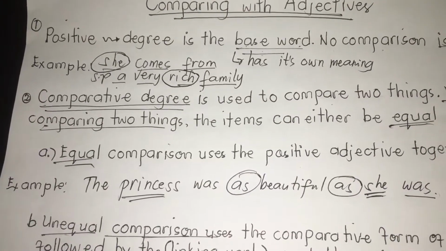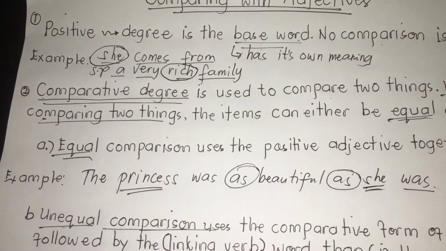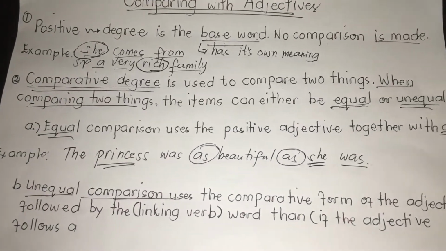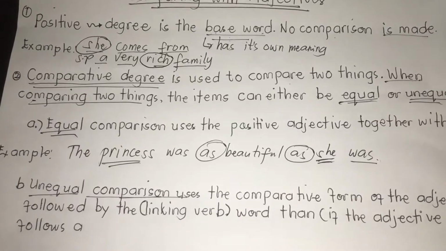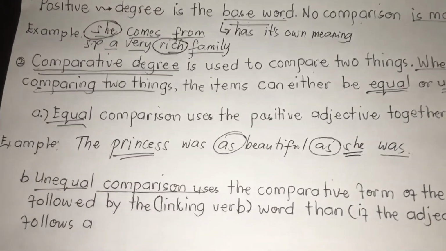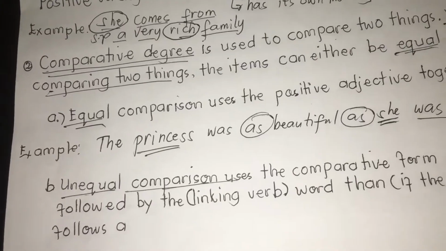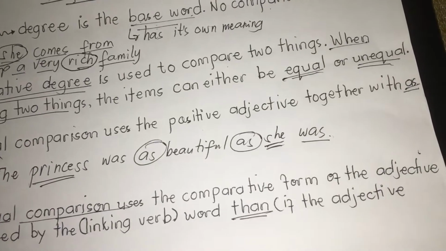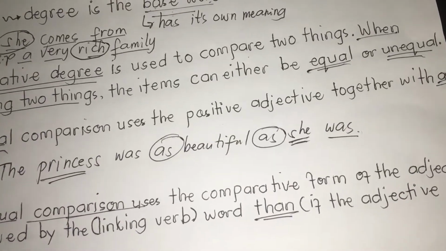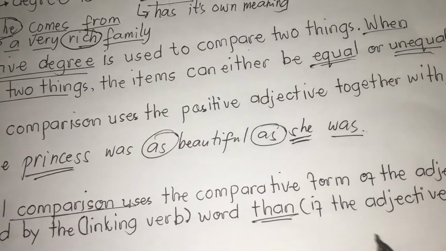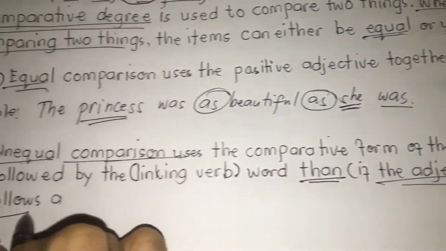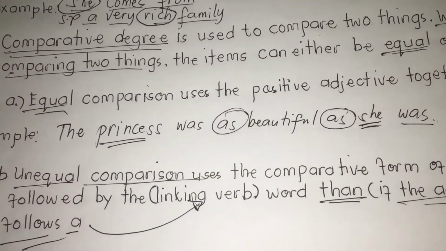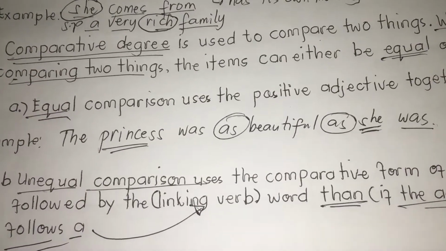Next, guys, is unequal comparison. That means not the same. We need to use the comparative form of the adjectives. Adjectives are describing words. We describe something, whether objects, persons or places. So it's followed by the word than. When we say than, we refer to the persons or things involved. But remember, the adjective may follow a linking verb, and linking verbs are forms of be verbs.